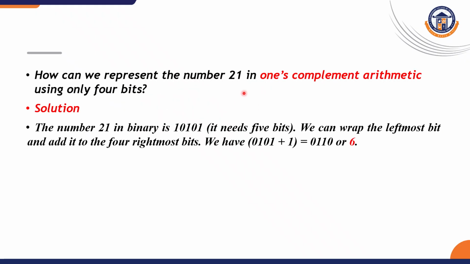Before going into the example, let us start with how to represent the number 21 in one's complement arithmetic. In one's complement arithmetic, the number 21 is represented with 5-bit numbers. We need to represent it with only 4 bits, so the leftmost 1 will be wrapped and added to the rightmost LSB, that is 0101 plus 1, giving 0110, which is the decimal number 6.